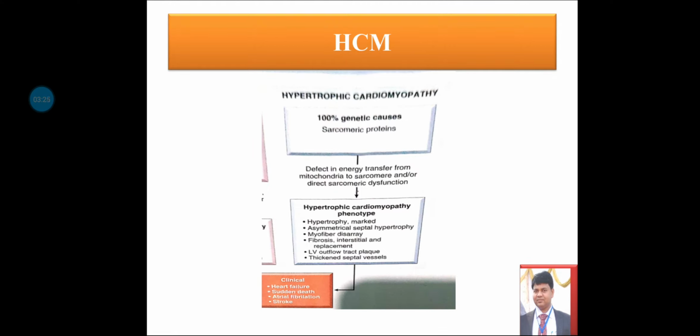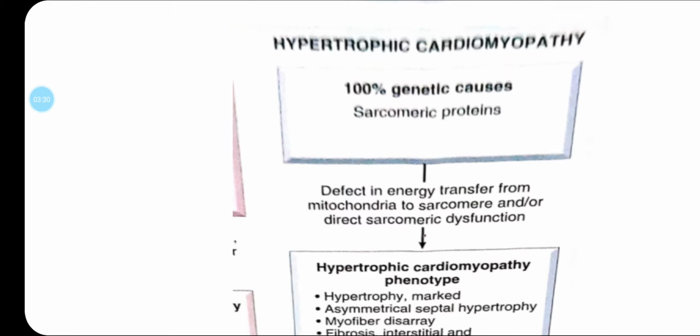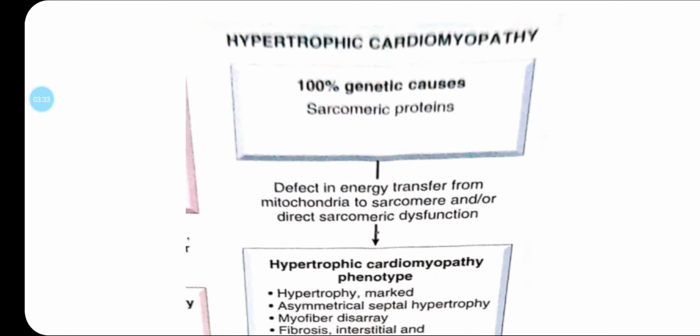If we go through the overview of hypertrophic cardiomyopathy, we can see that the causes are 100% genetic, and most of the proteins are abnormal due to mutation of the encoding genes. These mutations are basically of dominant type, in which if one allele is mutated, the person will have the disease. So most of the mutations are of dominant type.